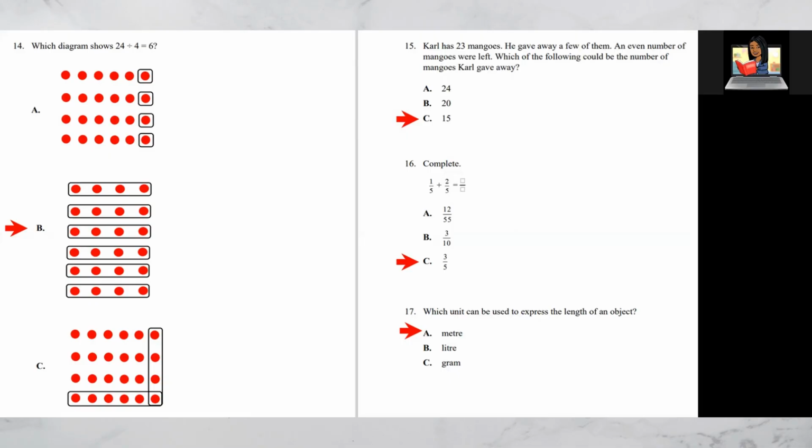Question 17. Which unit can be used to express the length of an object? Okay, so here we have the metric system being employed to see if you remember the concept. So when it is length, you measure in meter. All right, whether it is centimeter, millimeter, kilometer. When it is capacity or volume, you use liter. When it is mass or how heavy something is, then you use gram.